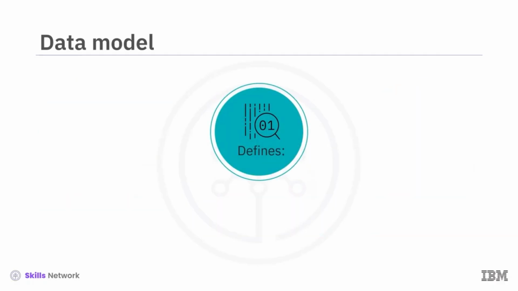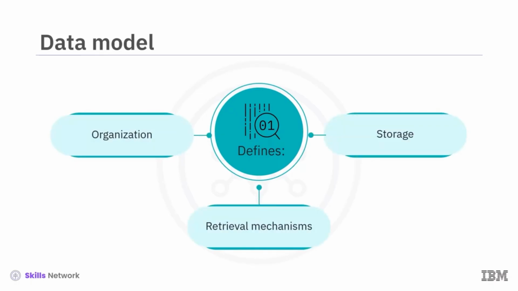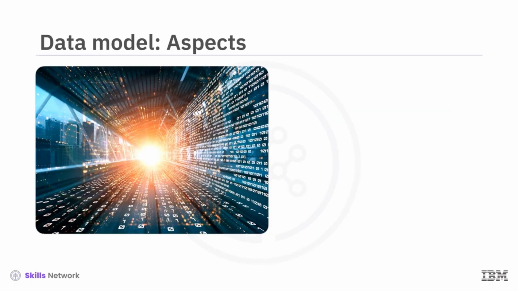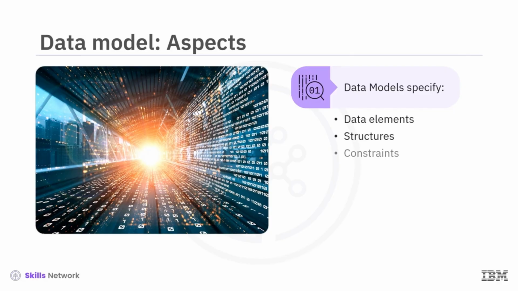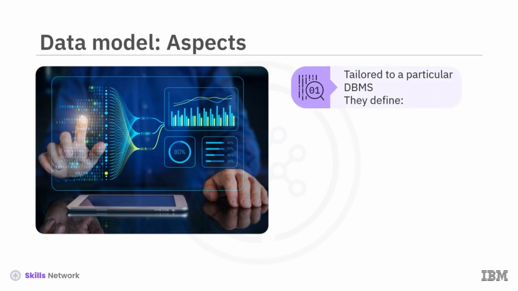It delves into specifics, defining the organization, storage, and retrieval mechanisms for data within a database system. Let us explore the critical aspects of data models. They specify data elements, structures, constraints, and relationships to store. The models contain detailed data and specifics, often tailored to a particular database management system, RDBMS.